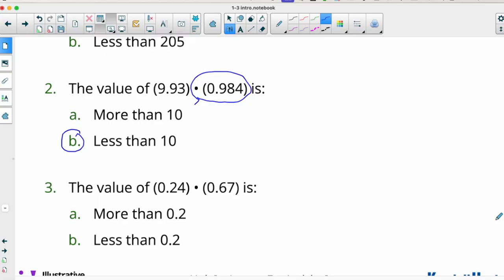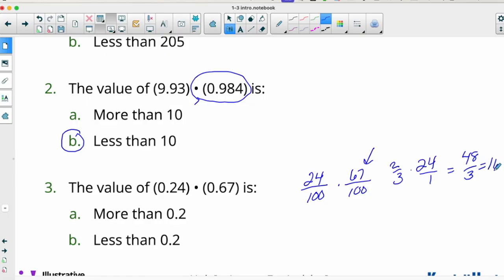And then is the value of 24 hundredths times 67 hundredths more than 2 tenths or less than 2 tenths? Well, I know this is almost 2/3. And 2/3 of 24 gives me 16. So that would be 16 hundredths. So it is going to be less than 2 tenths.